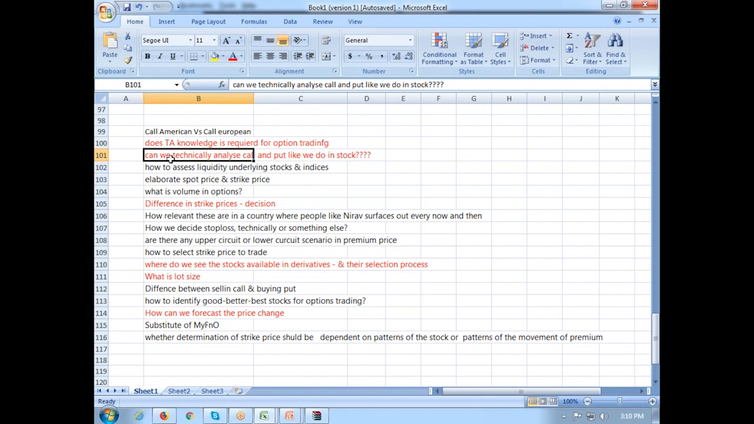So that is my answer to the question. If at all I will be doing it, I will be doing it in the ATM Nifty options, nothing beyond. ATM Nifty options, nothing beyond. If at all, I don't need it. I don't do it. How to assess liquidity?